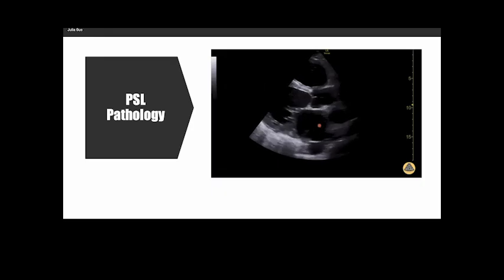So again, this is the left atrium, mitral valve, left ventricle, aortic valve, aorta, right ventricle. Okay, you don't really see right atrium on this view. And here is the thoracic descending aorta.